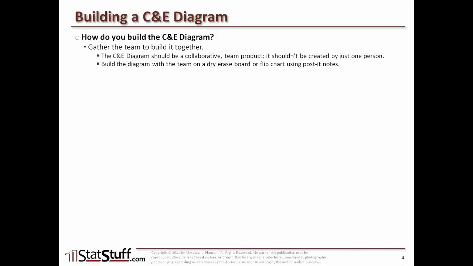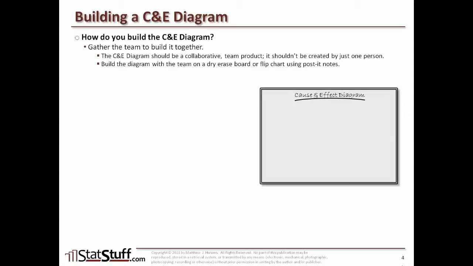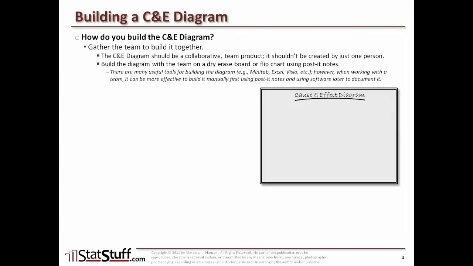When you build a diagram with a team, you might want to use a dry erase board or a flip chart where you're using some post-it notes. So as an example, you can just get this on the board where you can talk through it with the team, and there are lots of different tools that you can use for actually building the diagram, like doing it within Minitab or Excel or Visio or many other tools like that.